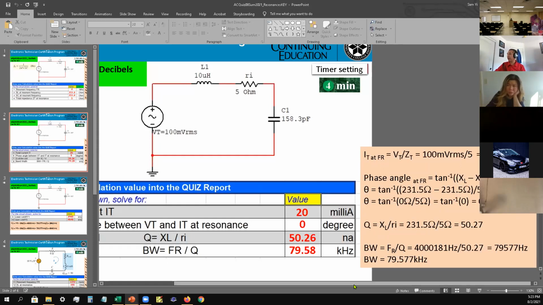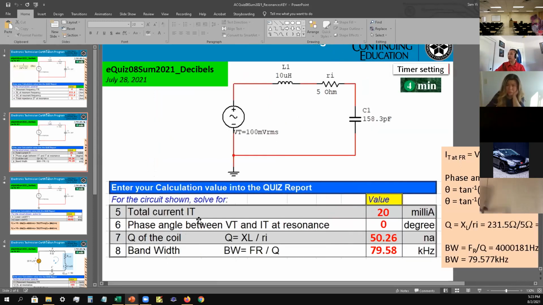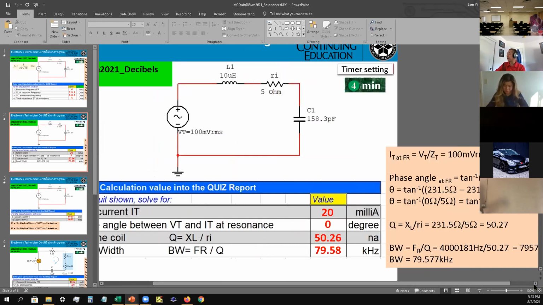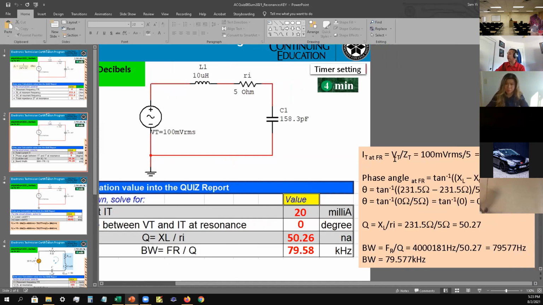Now we have to find the total current, the phase angle, the Q of the coil, and the bandwidth. The total current is going to be VT divided by ZT. VT is 100 millivolts VRMS divided by 5 ohms. That comes up to 20 milliamps. So I total is 20 milliamps.